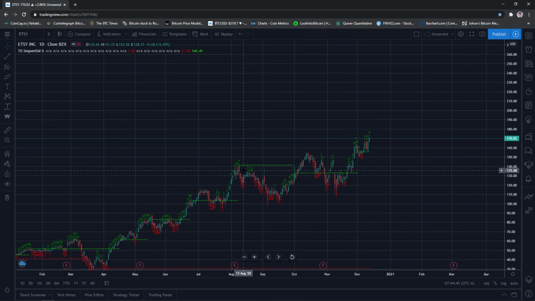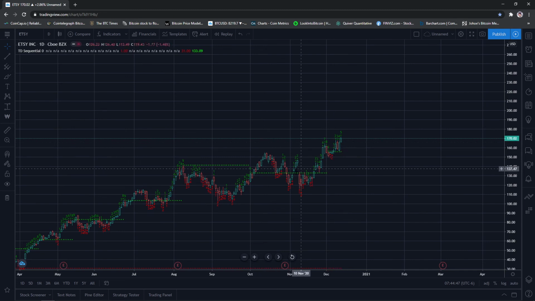So that's another good thing about TD sequential. I can look at it and be like, oh, I'm at a 9. Maybe I should wait. If I would have gone on the 10th of August, I would have been like, oh, I'm at a 9. I don't need to take a position. This is telling me there's going to be some pullback, even here.